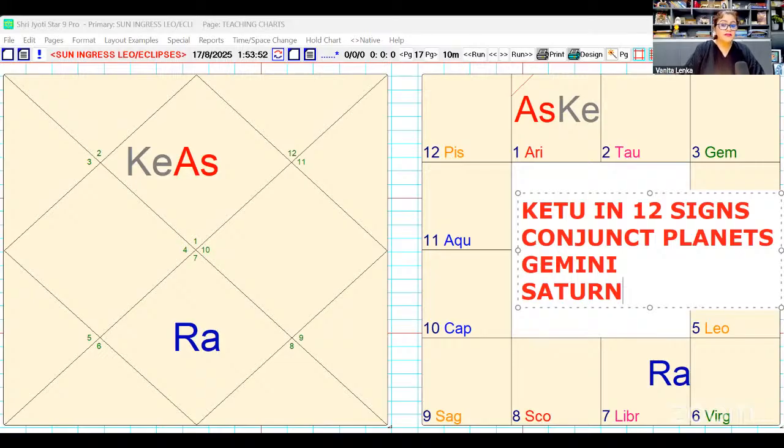Okay. Travels might be a little difficult also for Gemini natives with Gemini, Saturn, and Ketu combination.